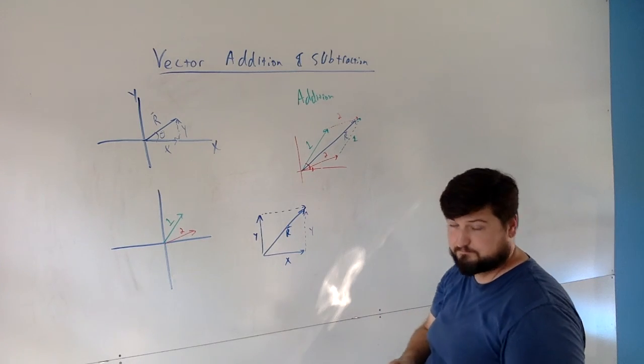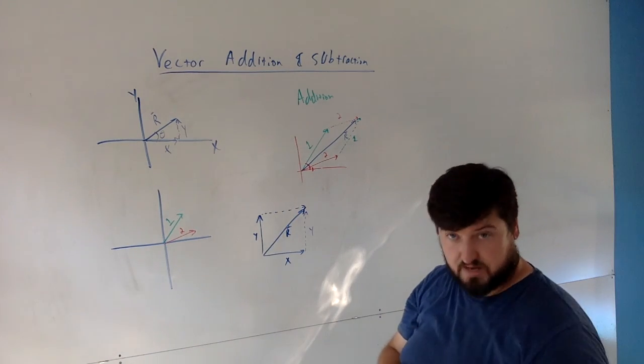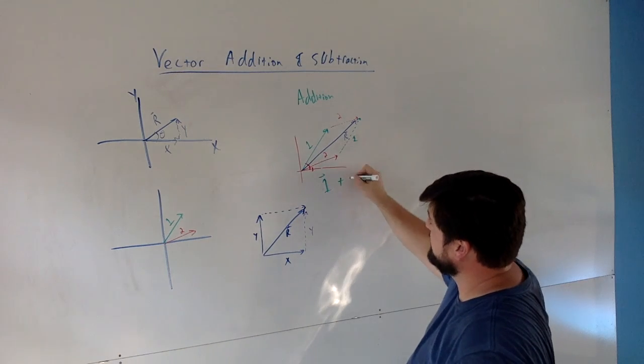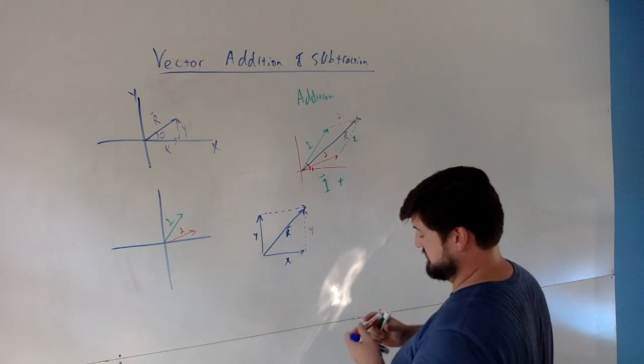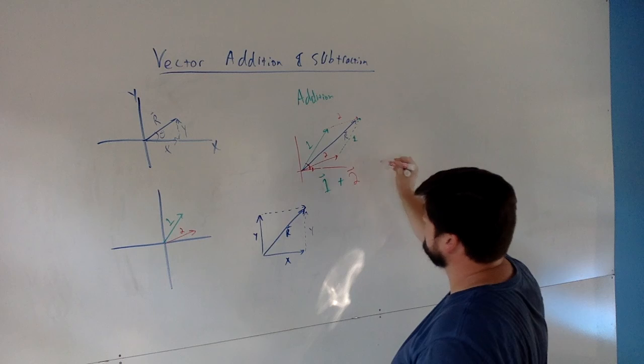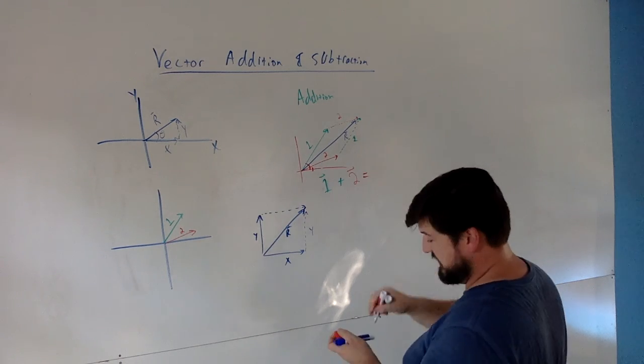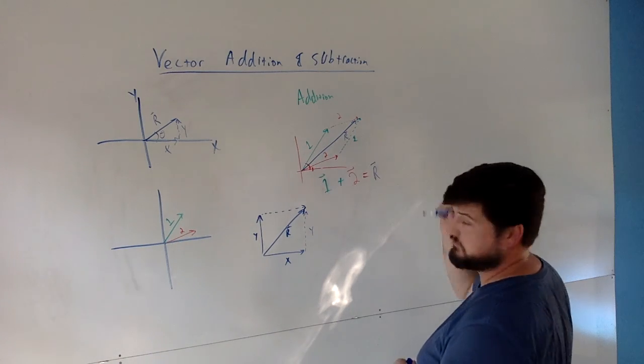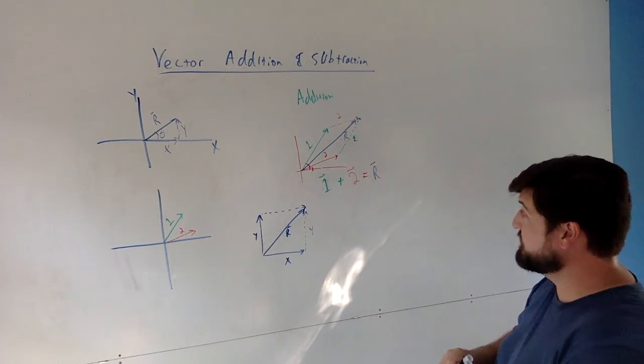Okay, graphically. What about subtraction graphically? Okay, this was 1 plus, I'll draw this in color so you can see it, 1 plus 2, and that gave us our resultant vector, which I'm calling r, right? What if we did this?